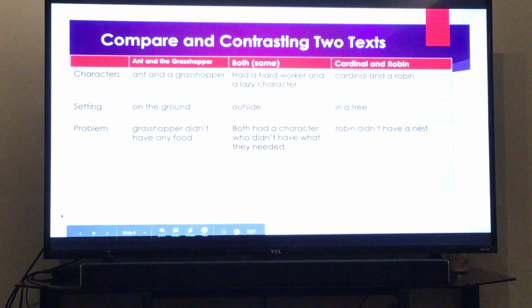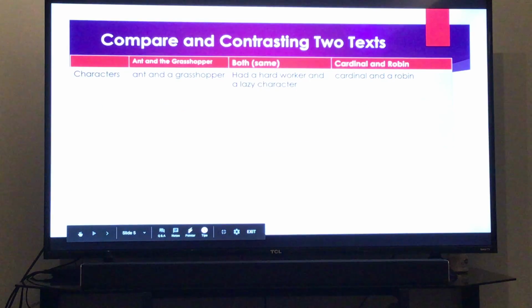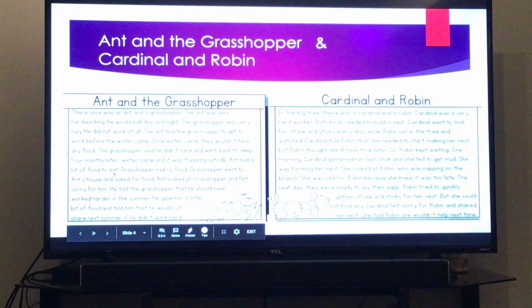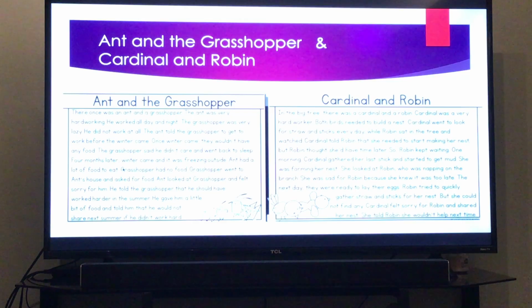So if we go back in the story, it says, 4 months later, winter came and it was freezing outside. Ant had a lot of food to eat. Grasshopper had no food to eat. And we know that is because earlier in the story, it had talked about how the grasshopper went to sleep instead of gathering food for the winter.